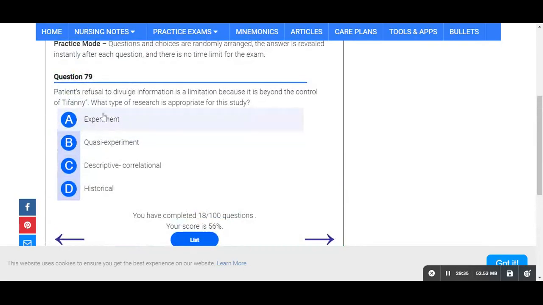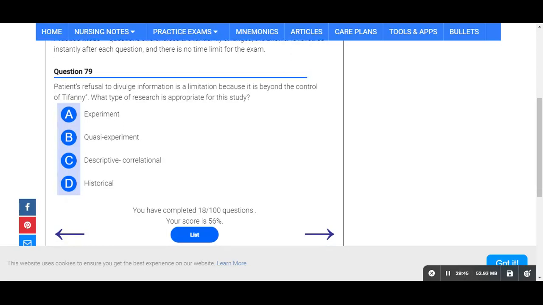Now, patient's refusal to divulge information is a limitation because it is beyond the control of Tiffany. Okay? Patient's refusal to divulge information is a limitation.